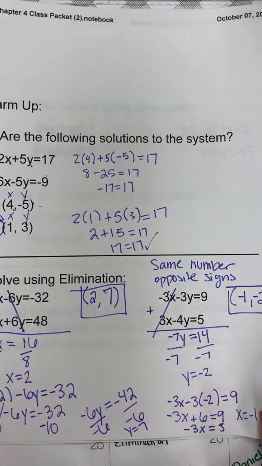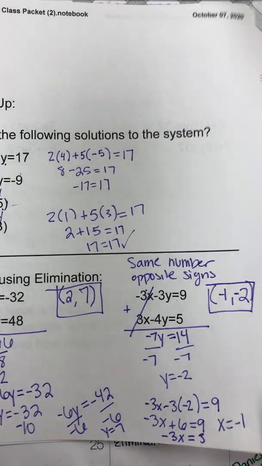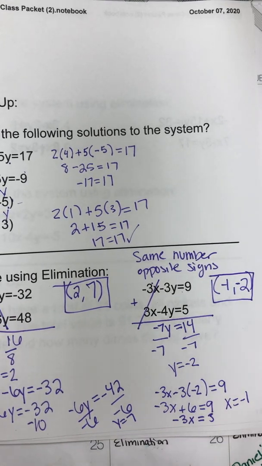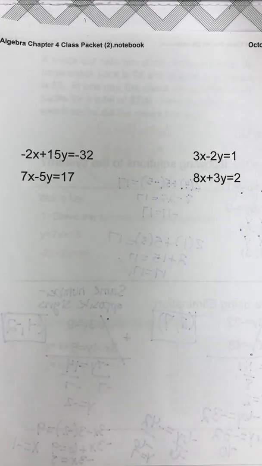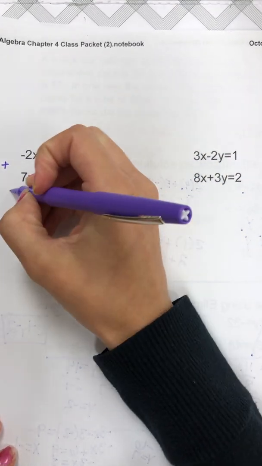Okay. So just giving you a couple seconds in case you don't have that down if you're following along in your packet. So we're going to move on to page 12 and continue just practicing the elimination method today. So, same thing. I want to start and I'm going to add them together.